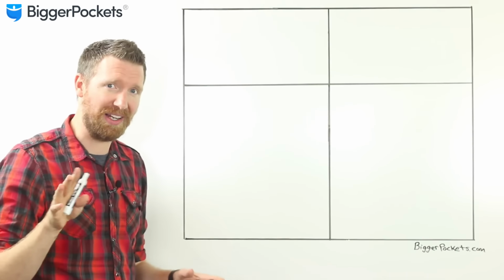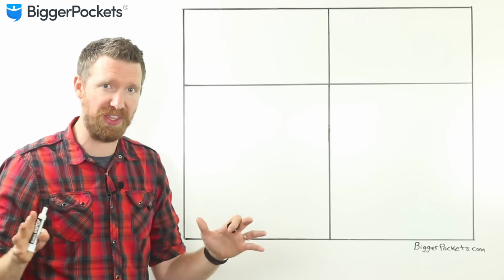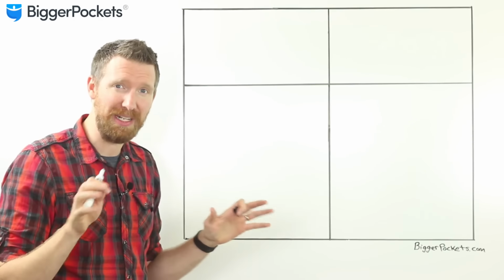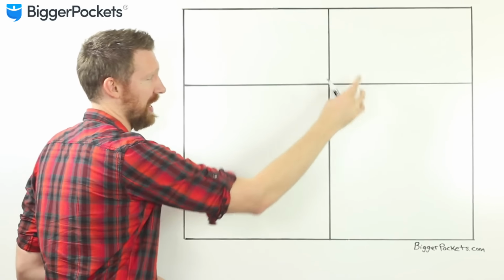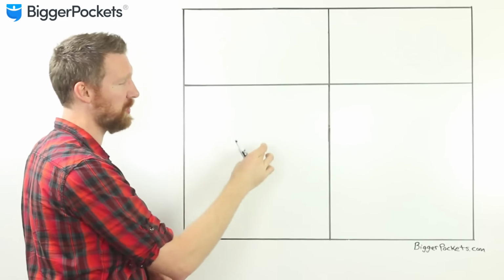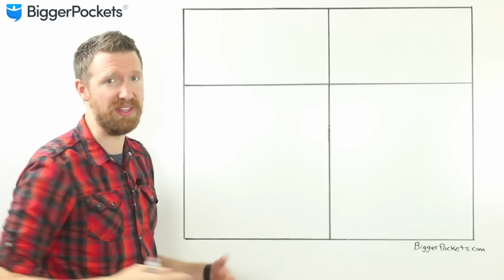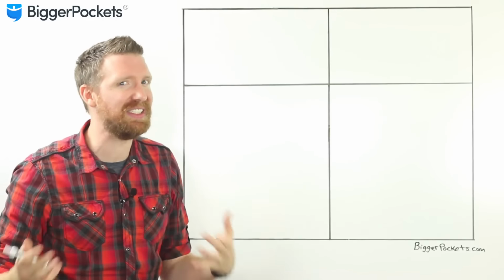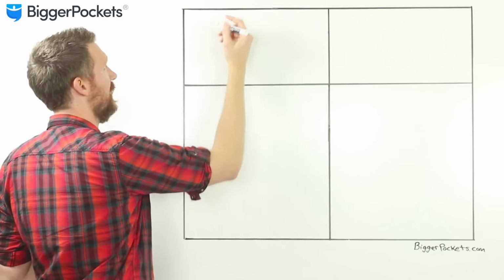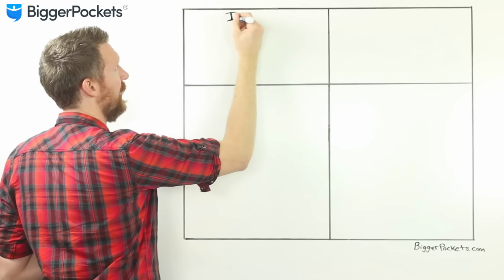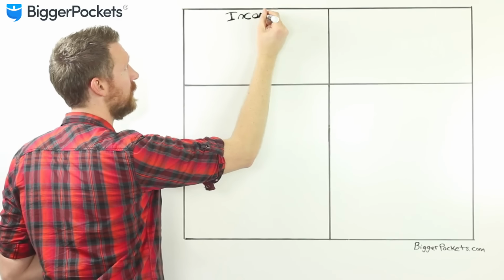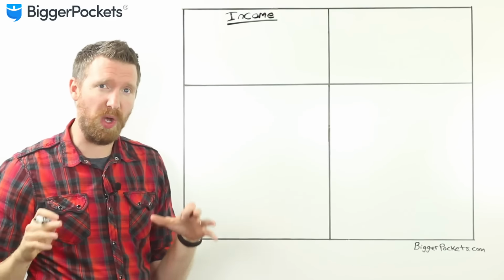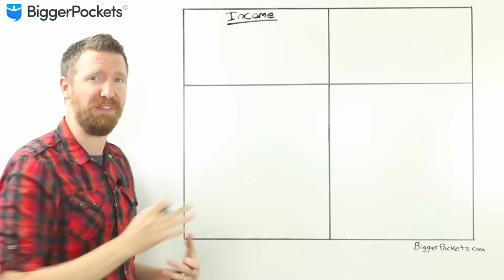All right, so I'm going to talk about the 4-square method for analyzing the numbers on a rental property. To begin with, I've got 4 boxes that I'm going to talk about, one at a time. We're going to start with income. That's usually the easiest for people to understand, so we're going to begin there. I'm going to write this at the top: income. Once we've got this box labeled income, we want to figure out what goes in there.